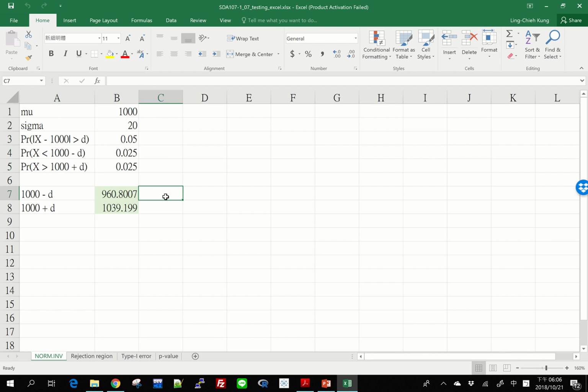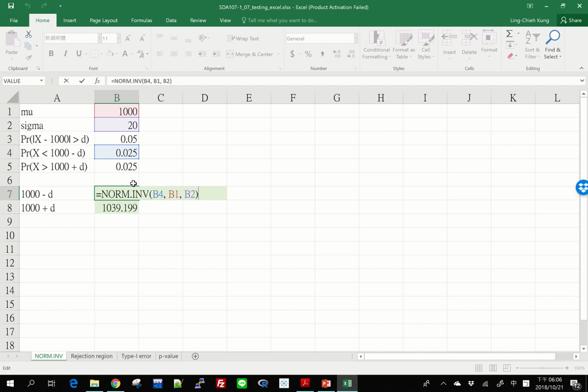Now our question is, how may we find those two numbers, 960.8 and 1039.2? Okay, so let's do it. The idea is very simple. Basically, I have a normal curve, and I have three values to use. I need to input the mean and the standard deviation into a function so that I construct that normal curve. And then I need to accumulate the probability starting from negative infinity, and move on until I get 2.5%.